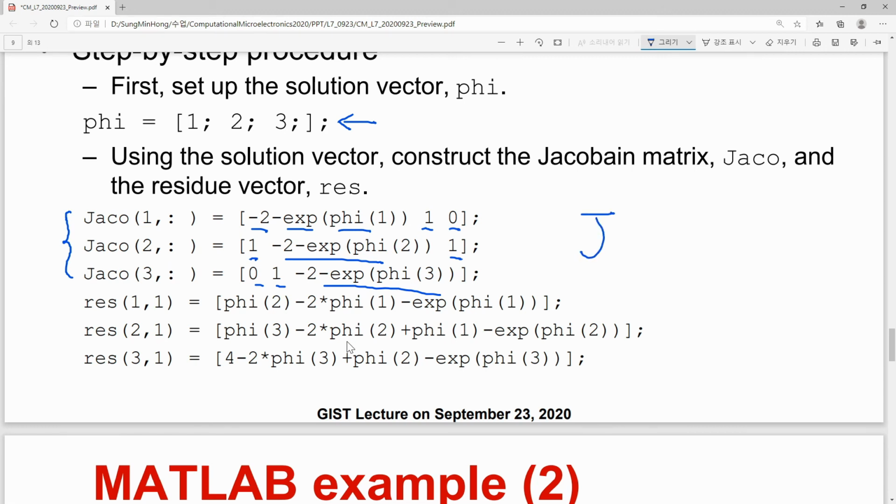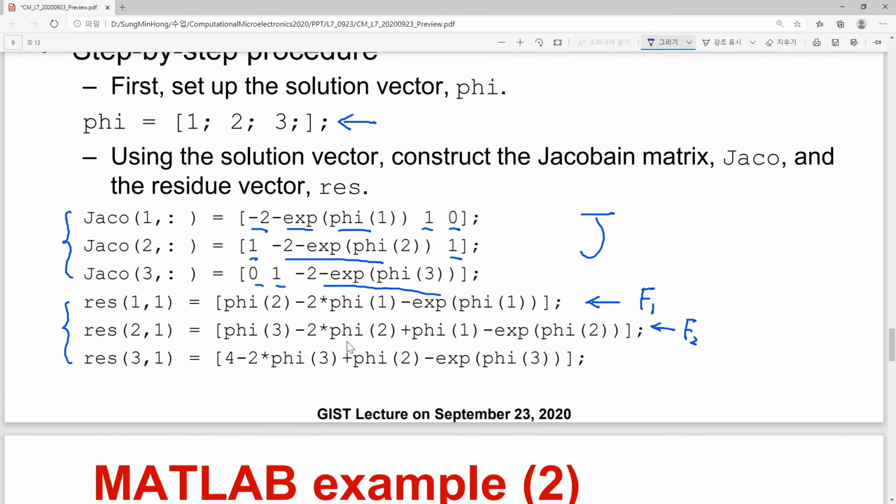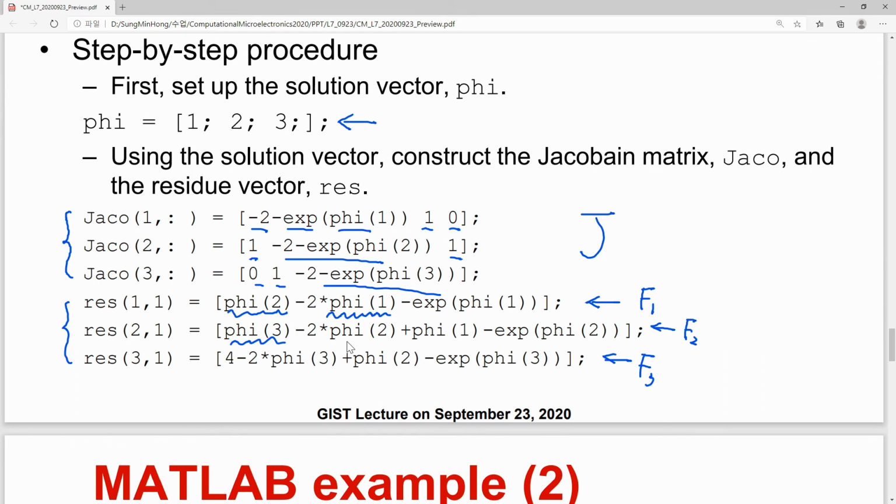After that, we calculate the residue vector. And the residue vector, what is it? This is corresponding to your F1, and this is F2, and this is F3. By inserting the current values phi 1, phi 2 and phi 3, you can calculate it. Yes, now you have a Jacobian matrix and residue.